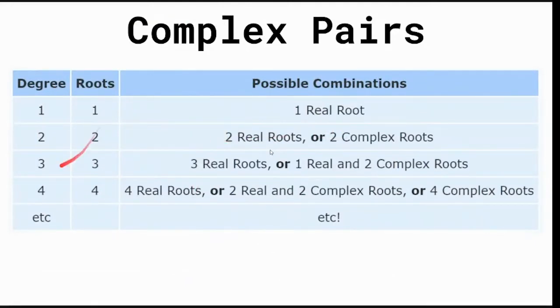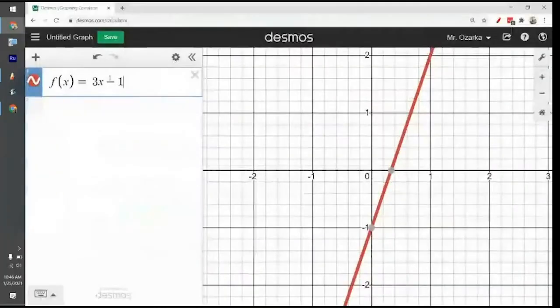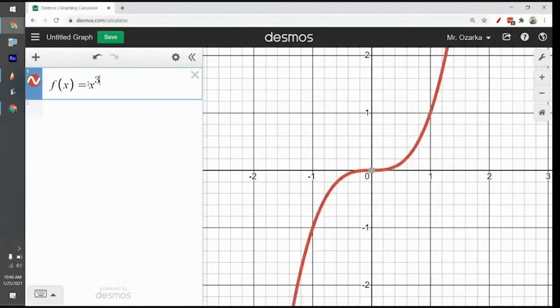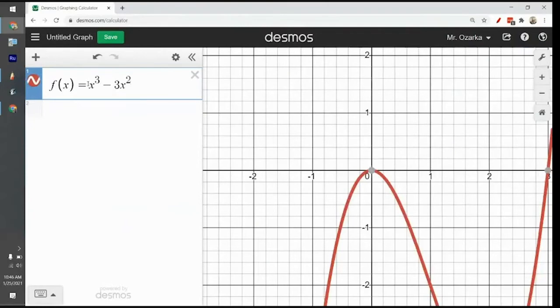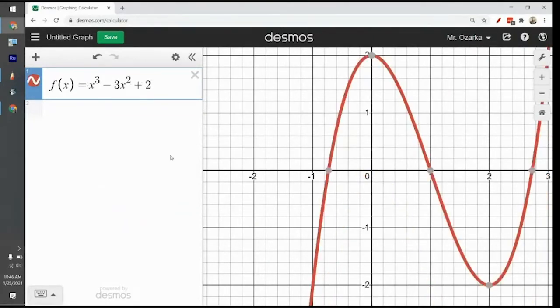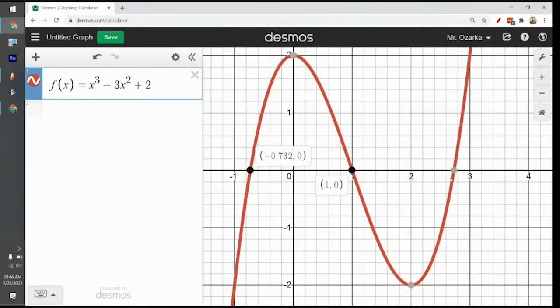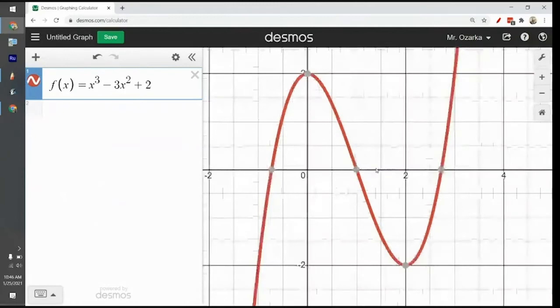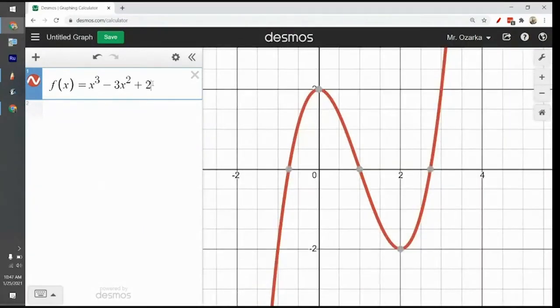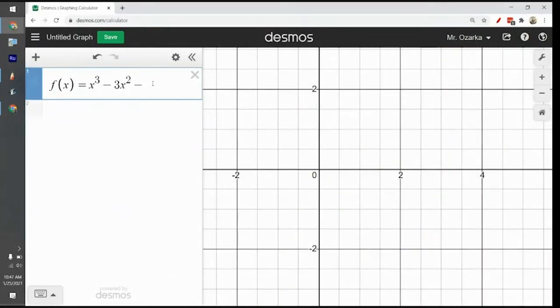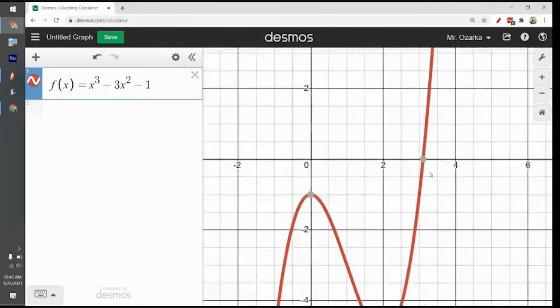For a degree of 3, that's x to the 3rd. You can have 3 real roots. So let me show you 3 real roots really quick. So if I had something like x to the 3rd minus 3x squared plus 1. Here's 3 real roots for this. 1, 2, 3. But if I wanted to, I can make this where, let's just do minus 1. Now there's only 1 real root right there.